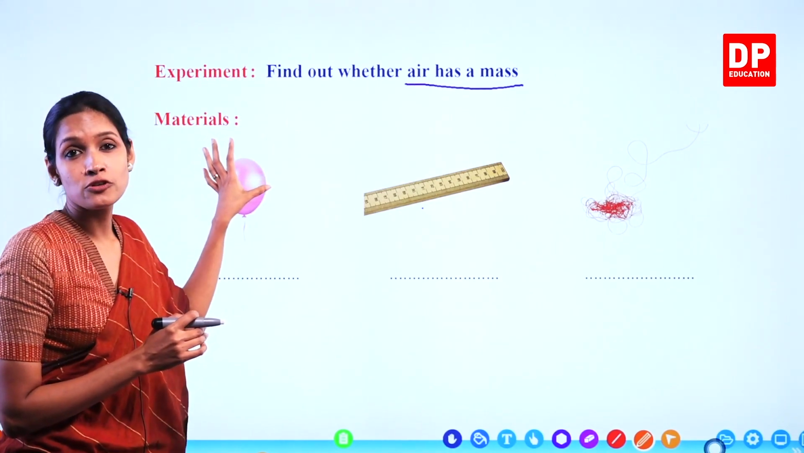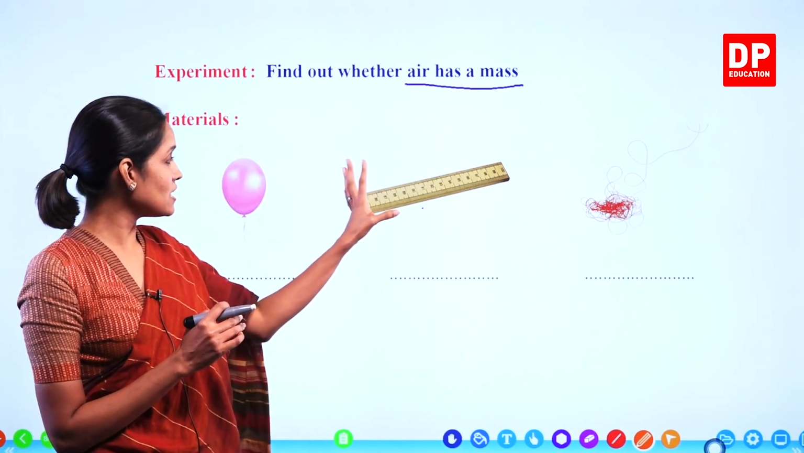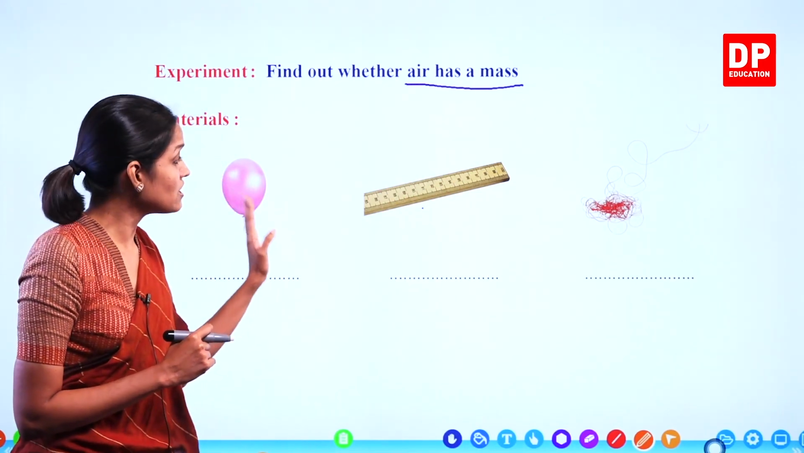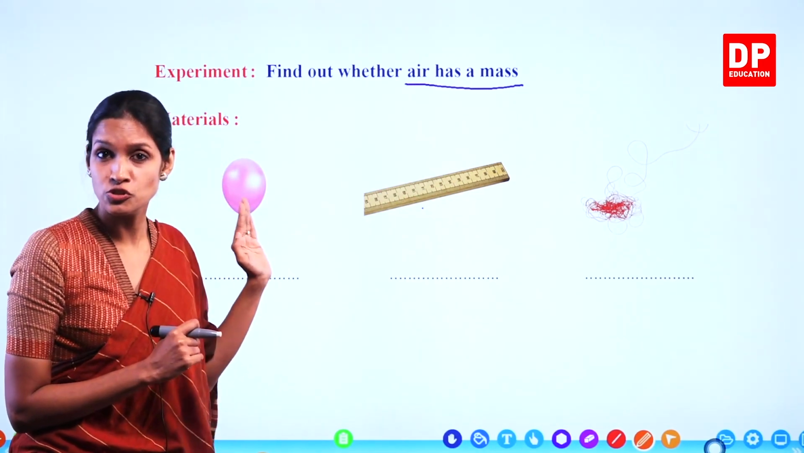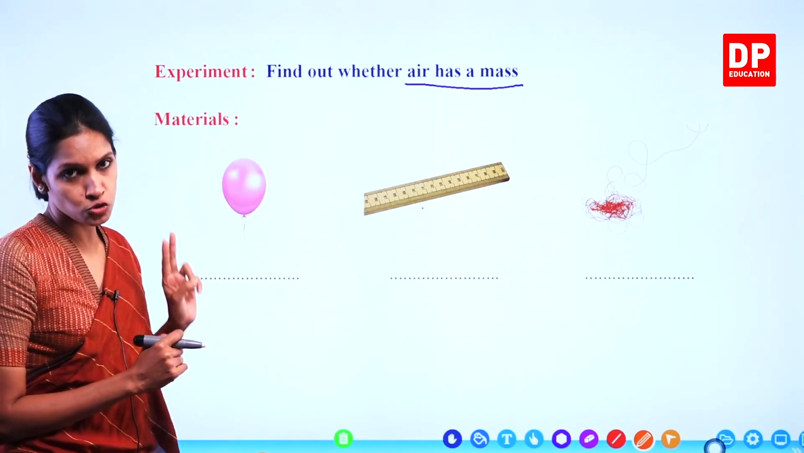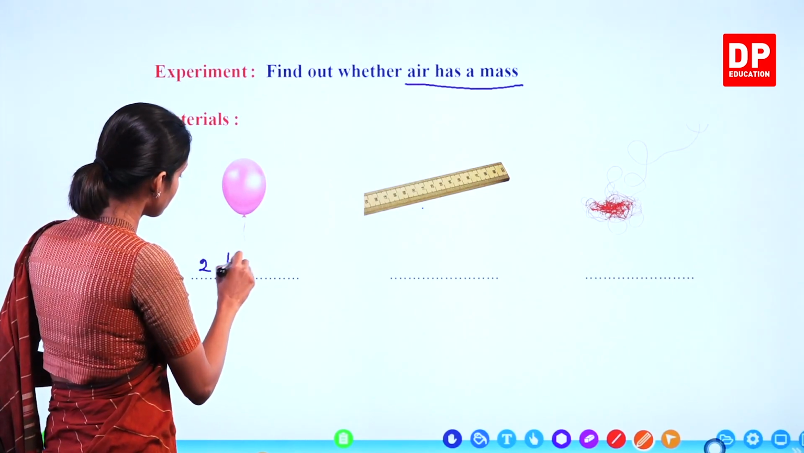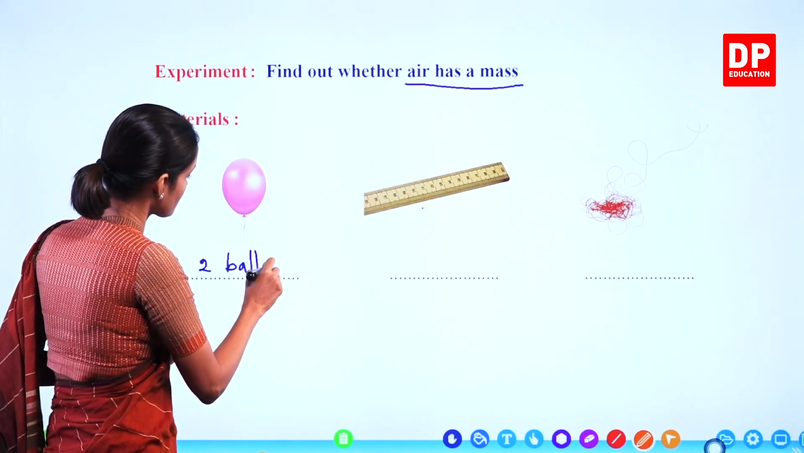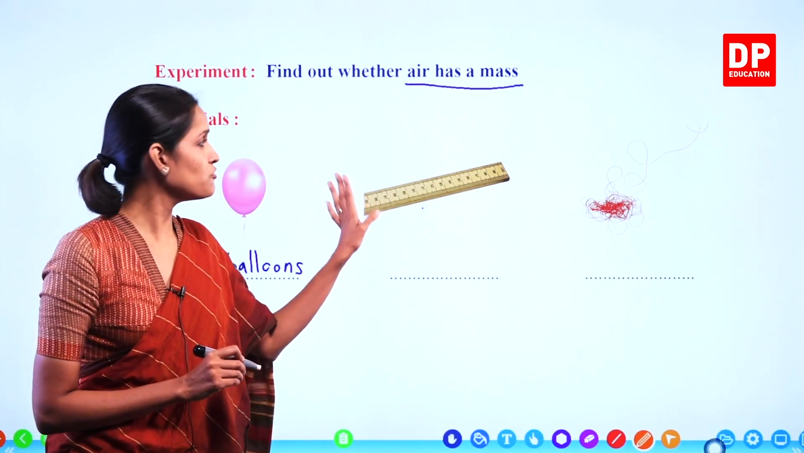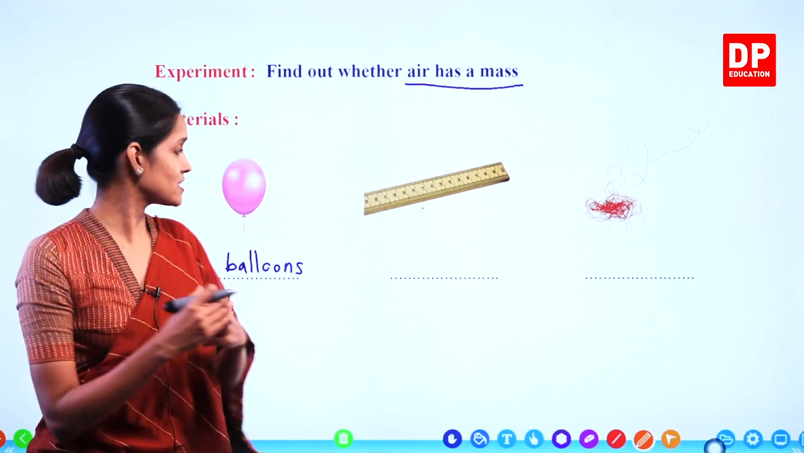So next we are going to write down the materials, right? What are the materials we need here? Now only a few materials we need here, children. So even this experiment you all can do at home. Okay. So we need two balloons. We need two balloons. And we need a meter ruler. If you can't find a meter ruler, you can even take a stick.